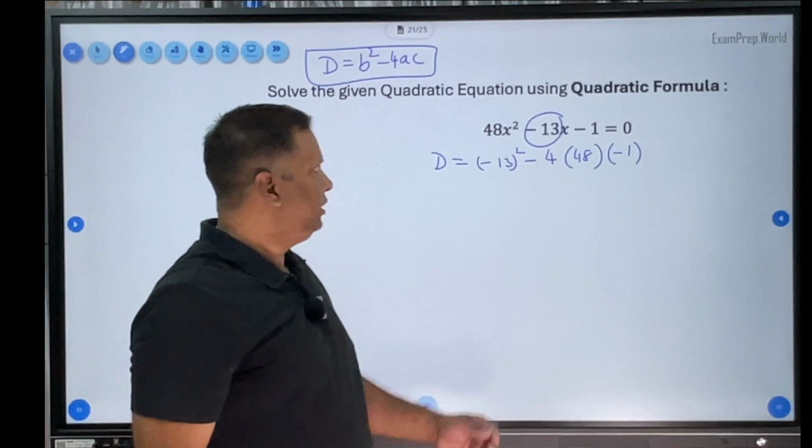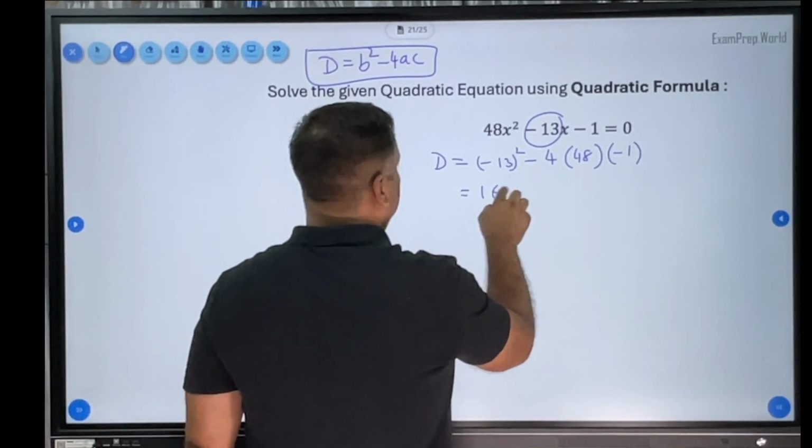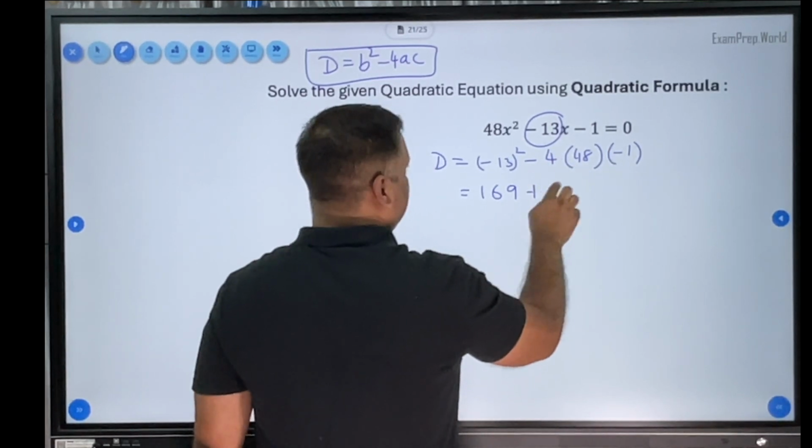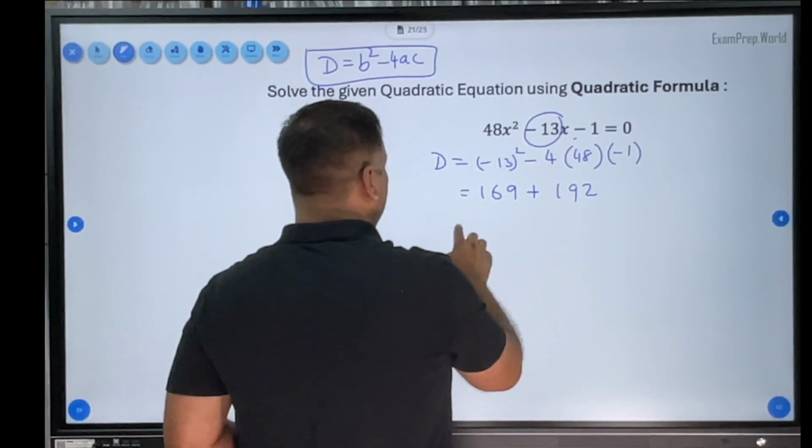Okay, right? Let's calculate. This is 169. My negative will become plus. 4 times 48 times 1 is 192. And 192 and 169.